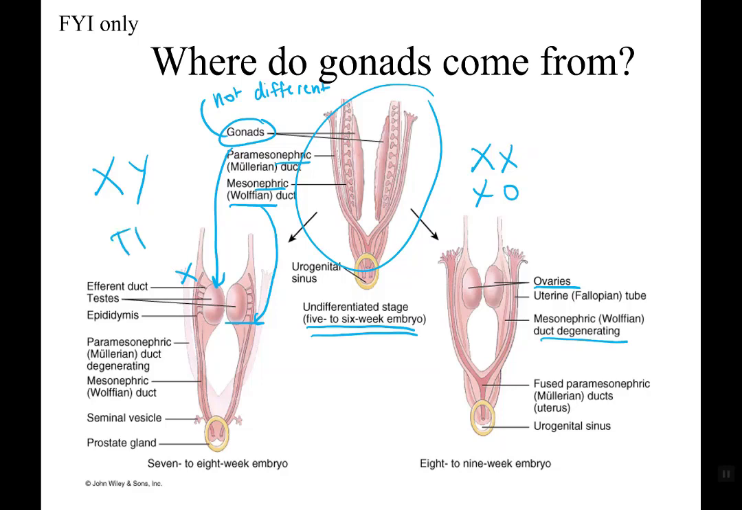So TDF does this, and lack of TDF does this. So it's not like there's a special ovary determining factor. That doesn't exist. It's just in the absence of TDF, ovaries develop. So that's why I call it the quote-unquote default setting. It's what happens if there is no Y chromosome. Okay, so that's where the gonads come from.